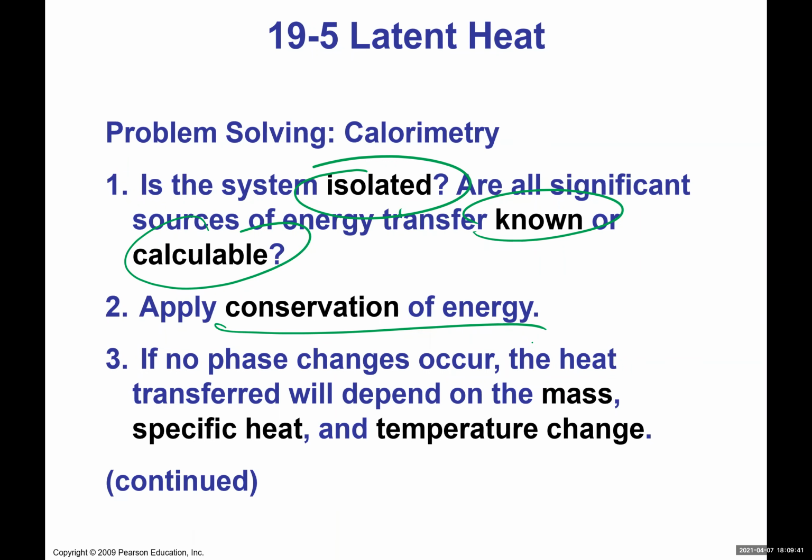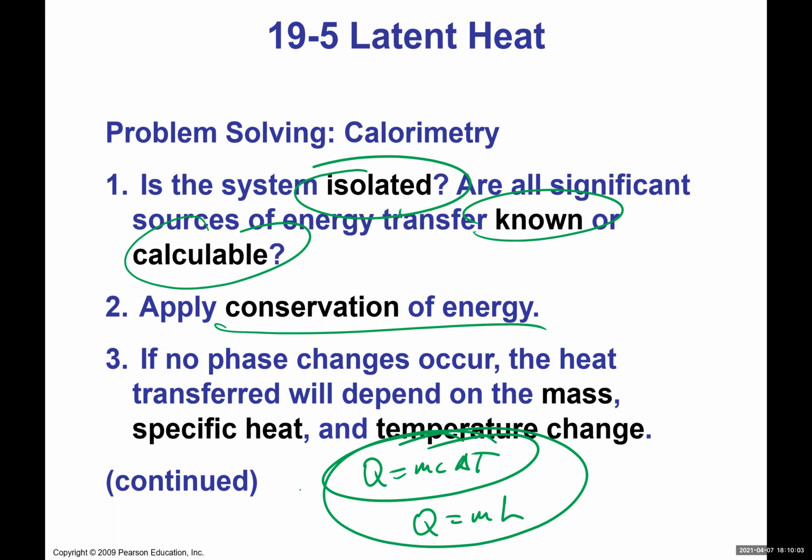If no phase change occurs, the heat transfer will depend on mass, specific heat, and temperature change. That means Q equals MC delta T only. That's it. If there is a phase change, then Q equals M times L. If there's both temperature change and phase change, then you combine both of them.